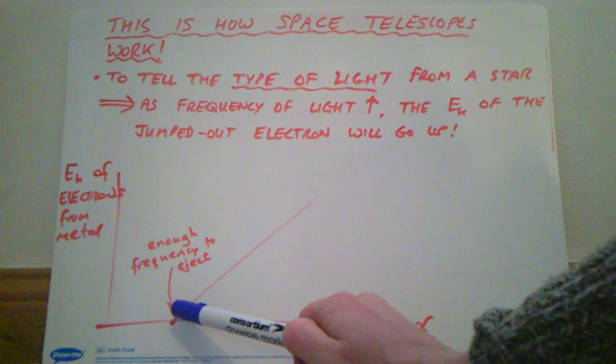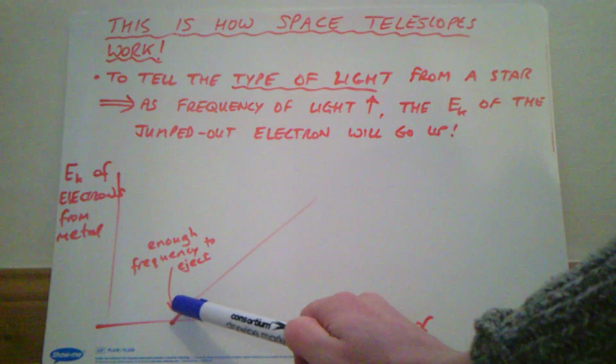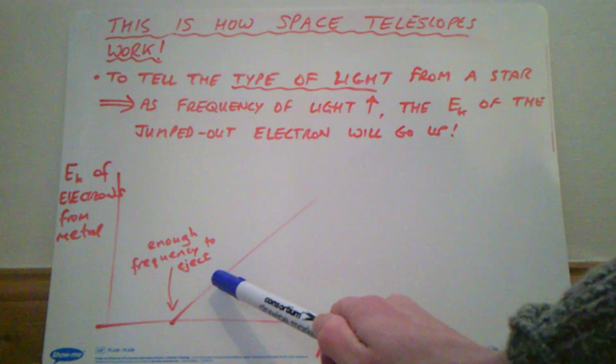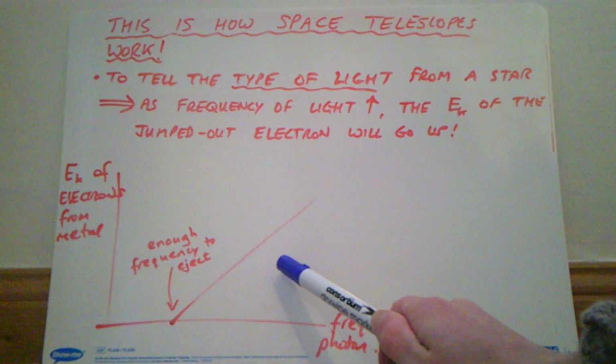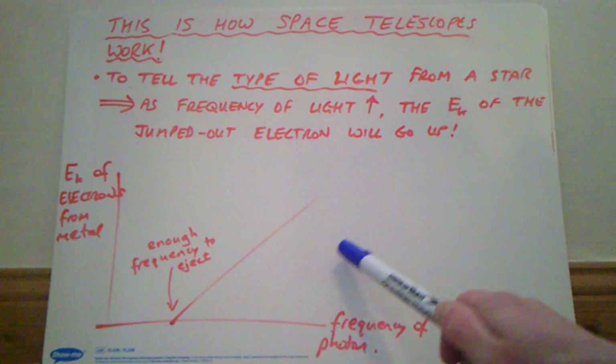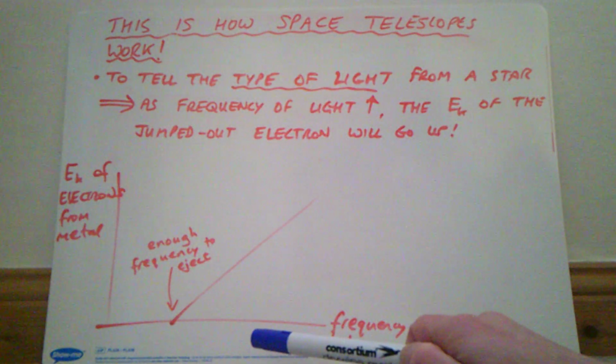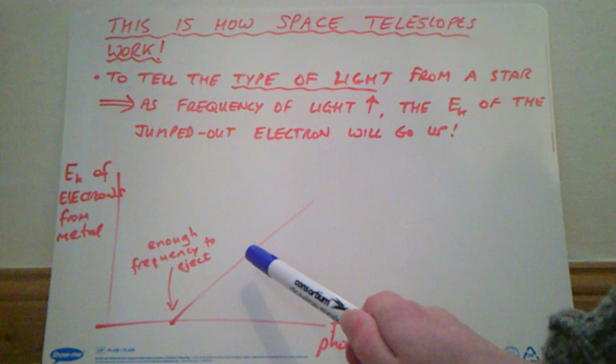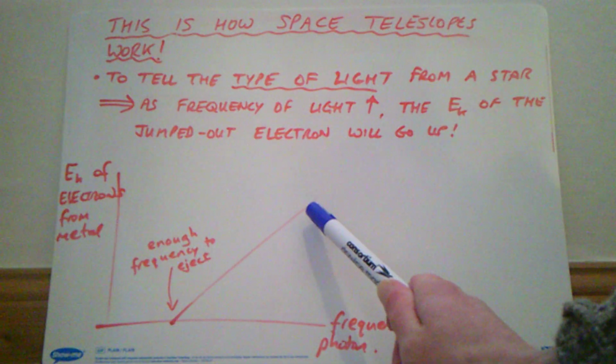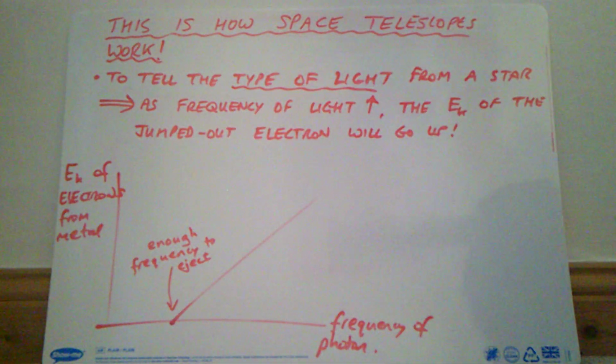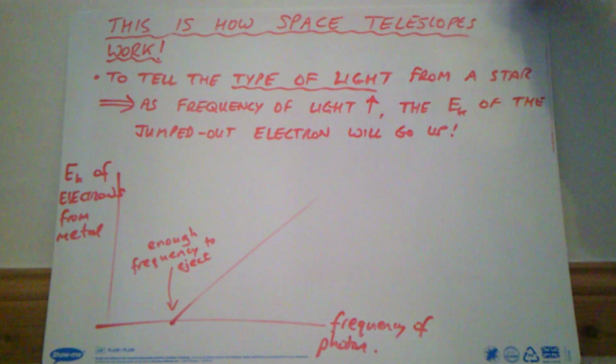have enough energy to eject in the first place, as the light gets of a higher and higher frequency, so ultraviolet, X-ray and gamma, there's more and more energy left over for the jumped out electrons, and so the kinetic energy goes up and up. And this is how digital devices can detect what type of light the star is giving out.